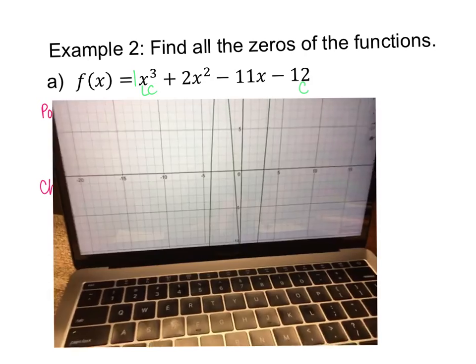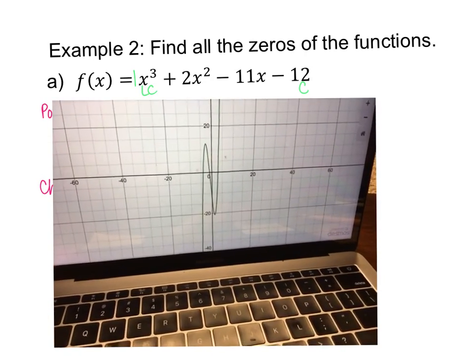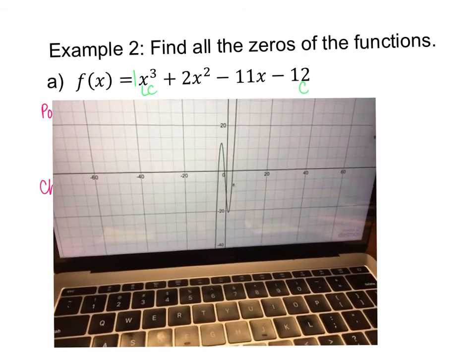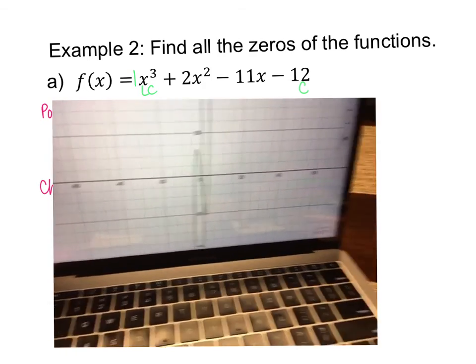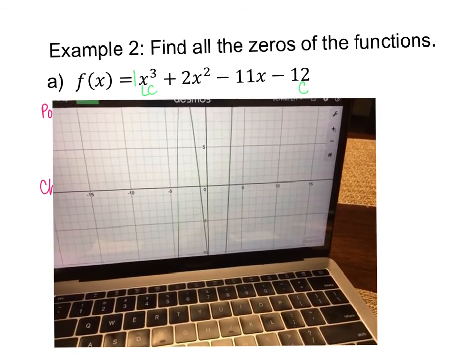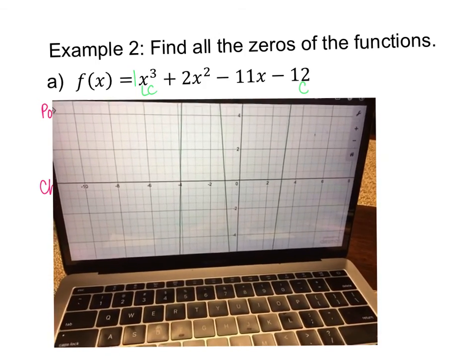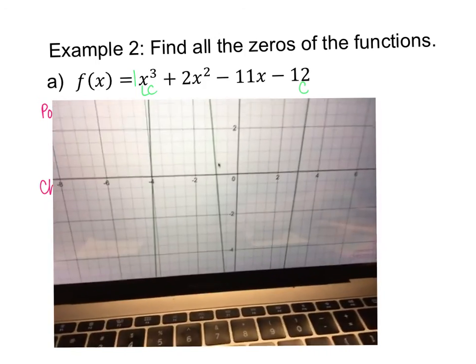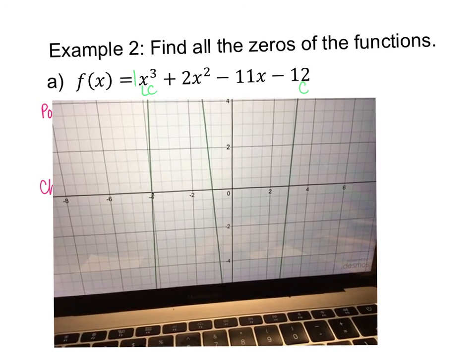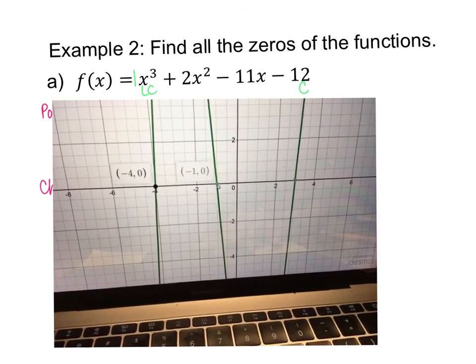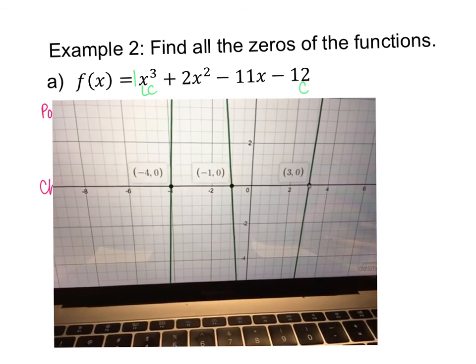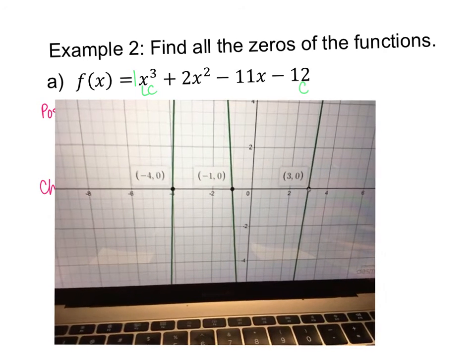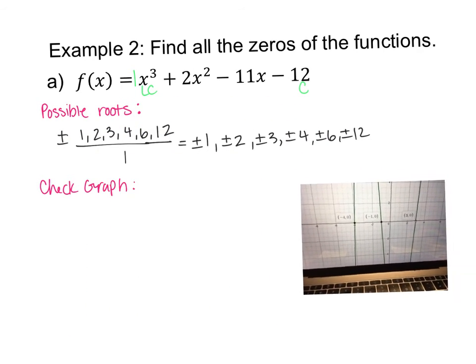And so when I zoom out here, I start to notice that this side's going down, this side's going up, but there are 1, 2, 3 x-intercepts that I actually see. So I'm going to pull in closer so I can see where it hits. And it looks like it hits at -4, at -1, and then at 3. So I'm going to pause my video there and put that to the side for a bit.